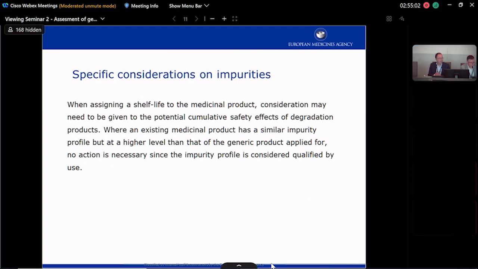In summary, when assessing a generic medicinal product, consideration may be given to the potential cumulative safety effect of the degradation products. Where an existing medicinal product has a similar impurity profile but a higher level than that in the generic medicinal product applied for, no action is necessary since the impurity profile is considered qualified by use.